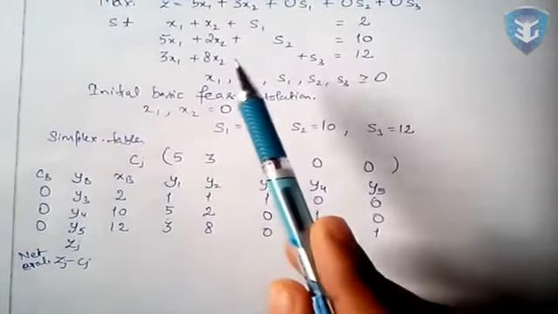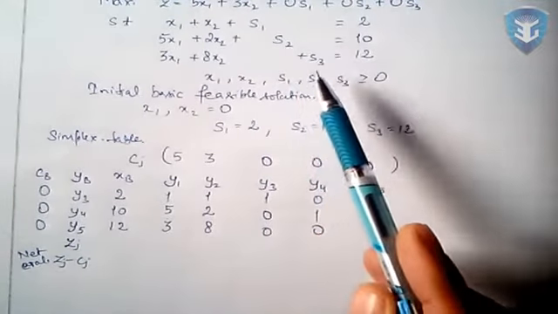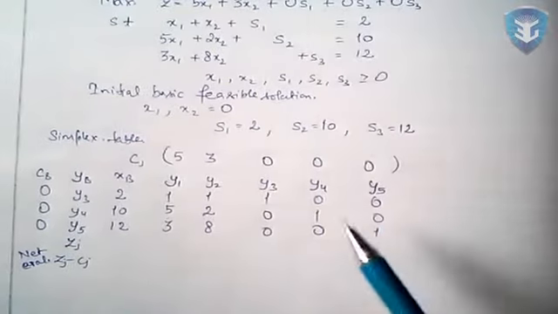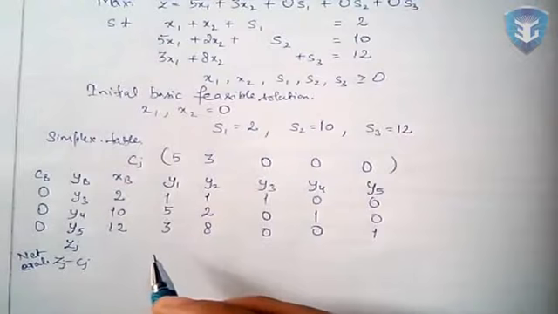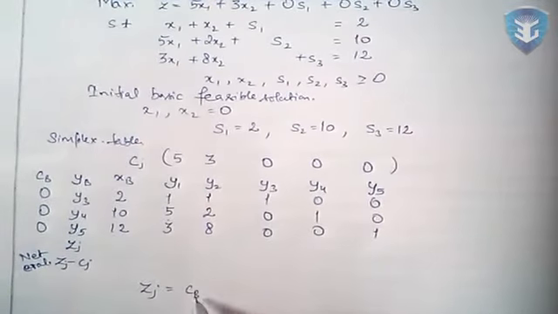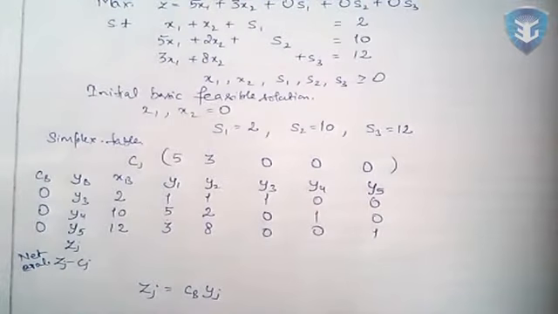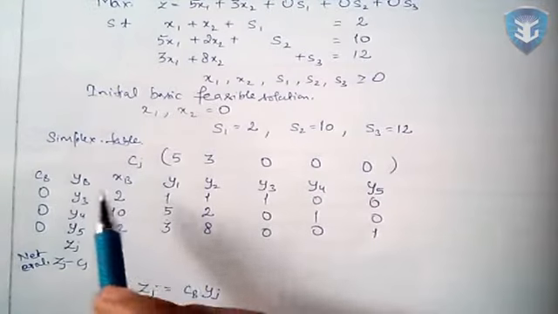1 2 8, 1 0 0, 0 1 0, 0 0 1. Now we need to calculate the value for ZJ. The formula for ZJ is CB multiplied by YJ, but for the sake of ease, I'll tell you how to find the value of ZJ.